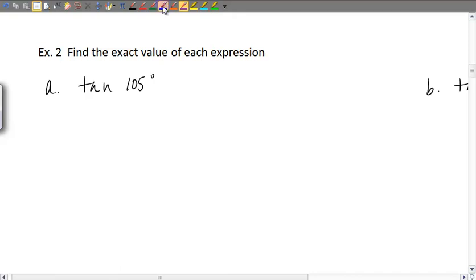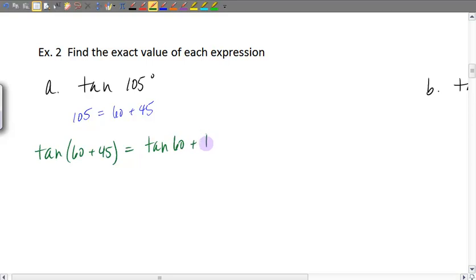So again, I'm going to choose angles that add together to give me 105. I happen to choose 60 and 45, angles that exist already on the unit circle. So when I apply the sum identity for tangent, it breaks up into the tangent of the first plus the tangent of the second divided by 1 minus the tangent of the first times the tangent of the second. Okay, so that's how it's going to expand out.